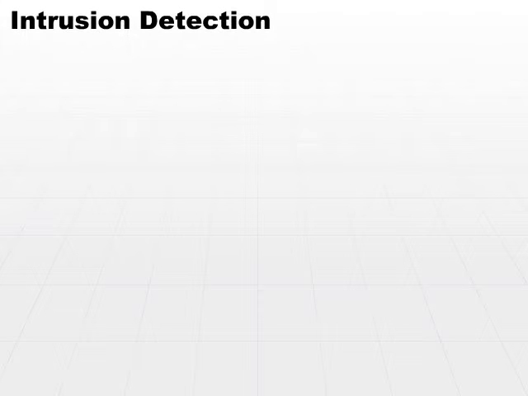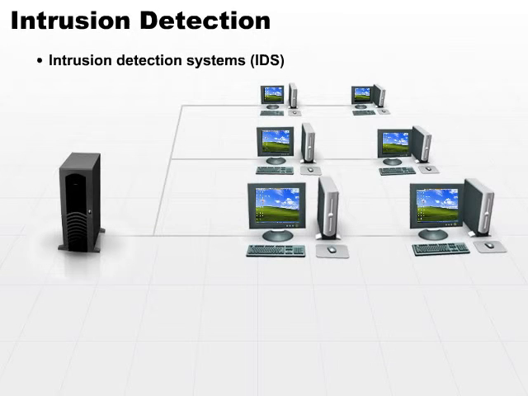Let's say that an intrusion has occurred or is occurring. How do you know an attacker is attacking your system? That's where intrusion detection systems come in. A great way to monitor your entire network, a portion of the network, or an individual system.